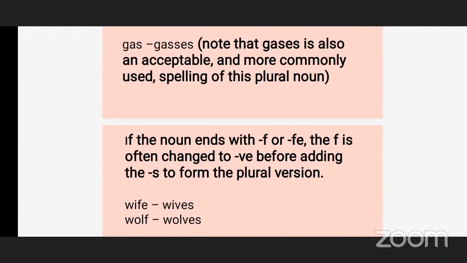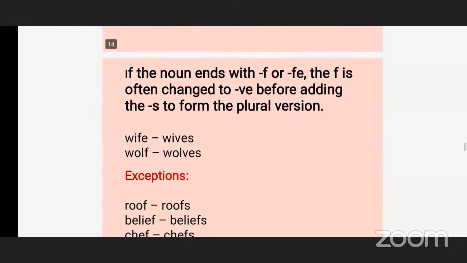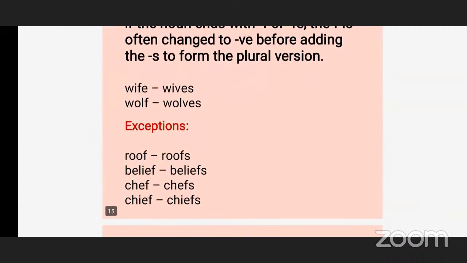R-O-O-F-S. See here, as I told you to remember this. Yesterday, did you attend the class, my dear? Yes, ma'am. So you have to remember, isn't it? I said, R-O-O-F, roof, and the spelling of the plural is R-O-O-F-S. So I have a note of it.